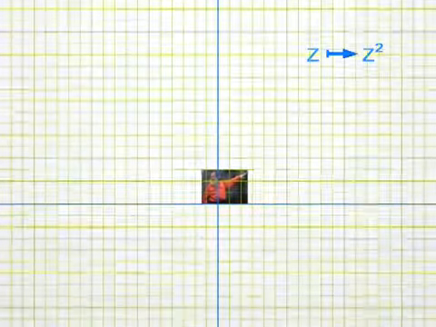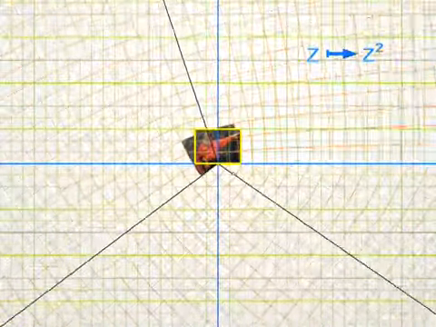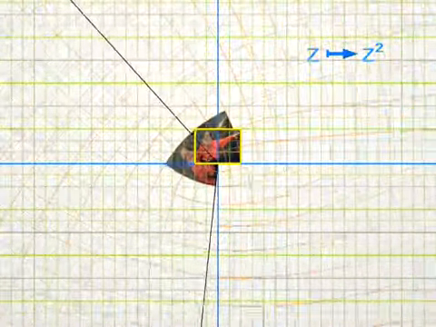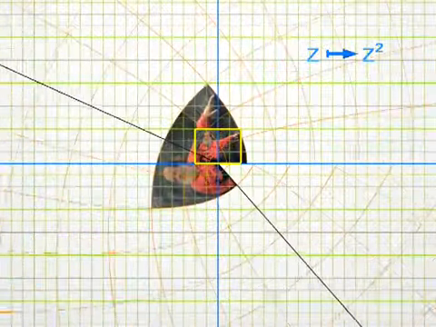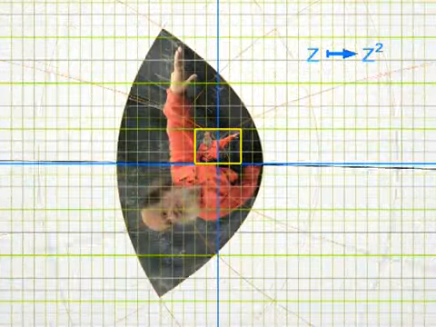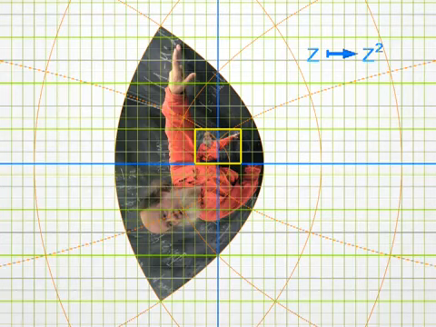Look, for instance, at my index finger. Before the transformation, its argument is about 45 degrees. And after the transformation, it points upward at 90 degrees. But you can also observe that moduli are squared.